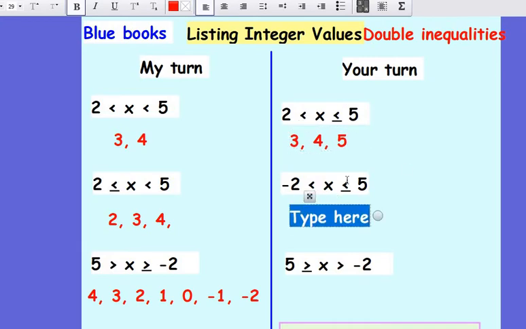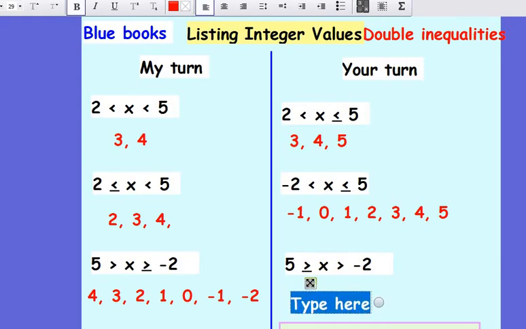For my next example, I've said x is greater than -2 but we cannot include -2, so I can have -1, I can have 0, I could have 1, 2, 3, 4. Can I have 5, Violet? Can I have 5? Yes, I can include 5 this time because I've got less than or equal to. So equal to 5 is a possibility.